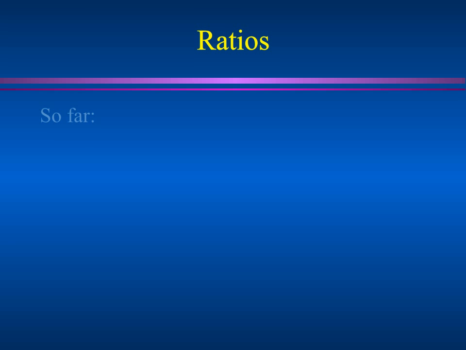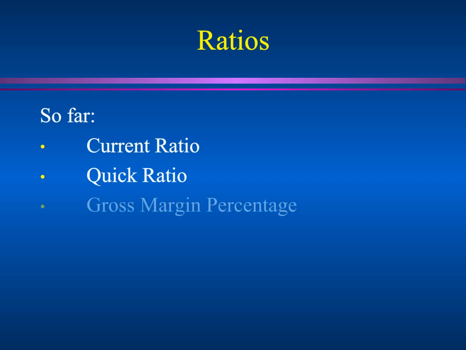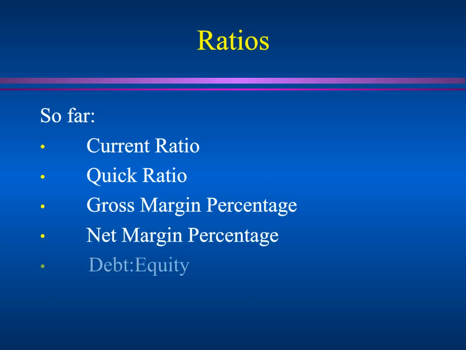Okay, so far we've got current ratio and quick ratio, both a measure of how fast a company can pay its immediate bills. Gross margin percentage, which is a fairly big ratio when it comes to looking at gross profit. And then net margin, all the leftovers percentage, the net profit.